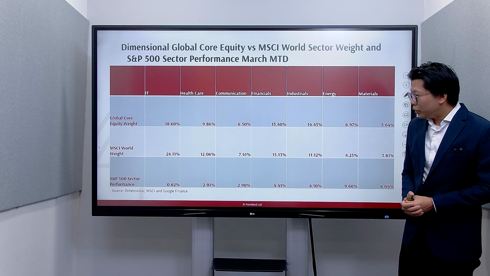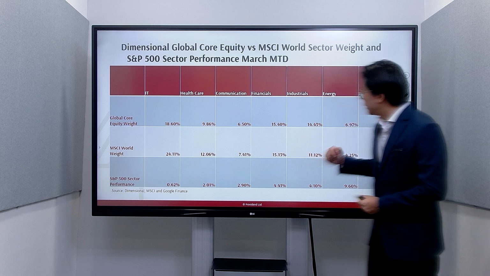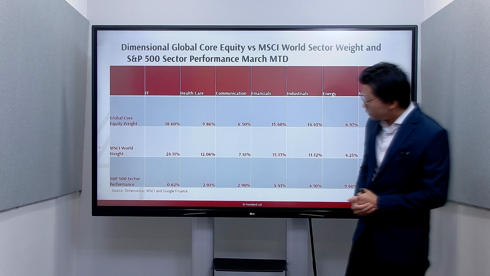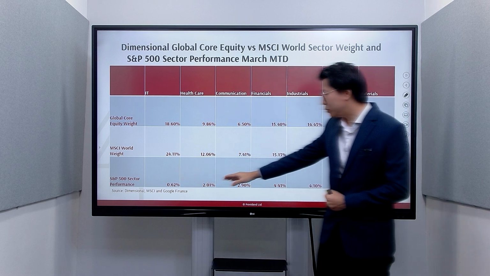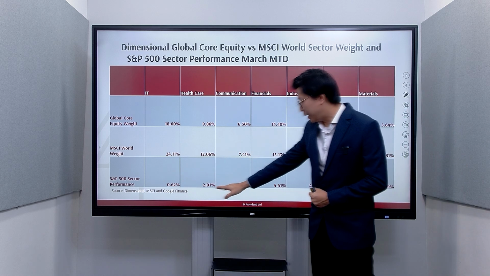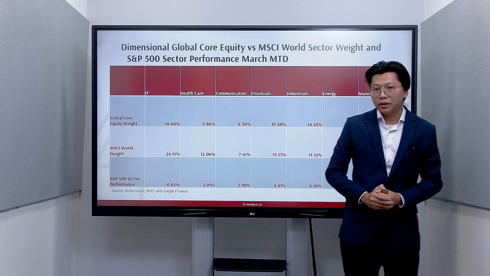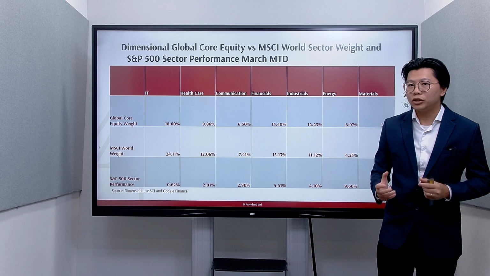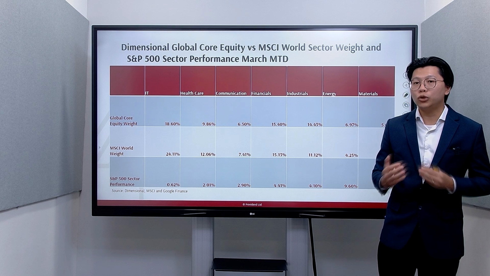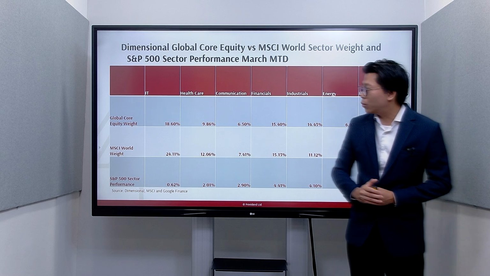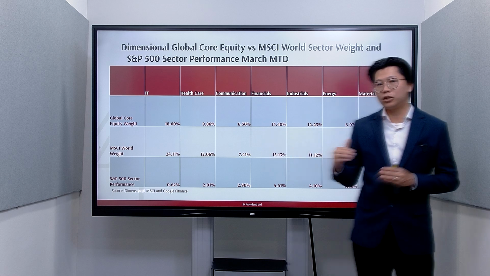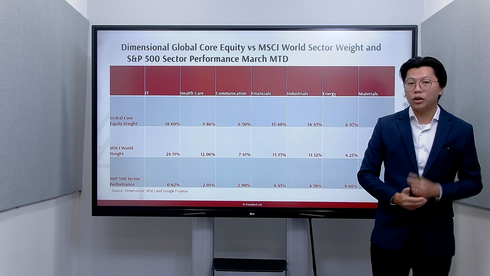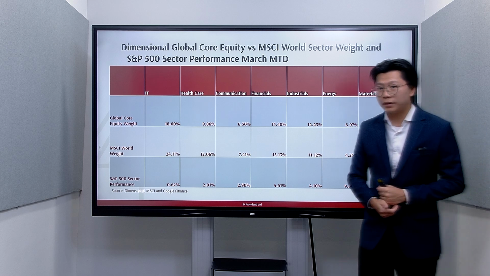Now, if we look at the IT, healthcare, and communications, we can see that the S&P sector performance has been around 0.62%, 2%, and 2.9% respectively. These are positive performances, yes, but in March, the average equity went up about 3.2%. In fact, the MSCI World Index went up about that amount. Similarly, the S&P 500 also went up by 3.2%.